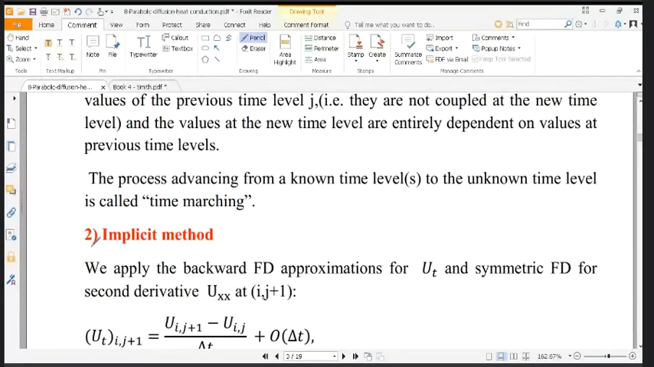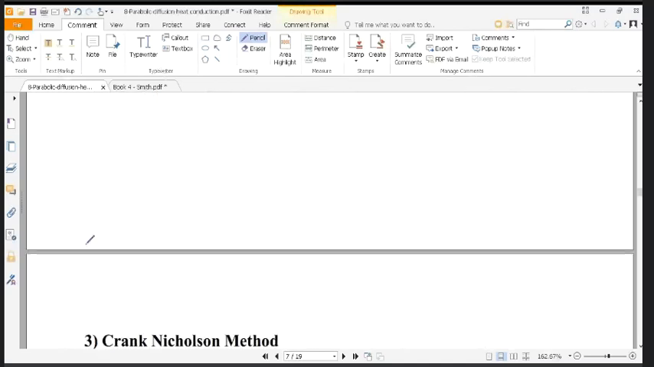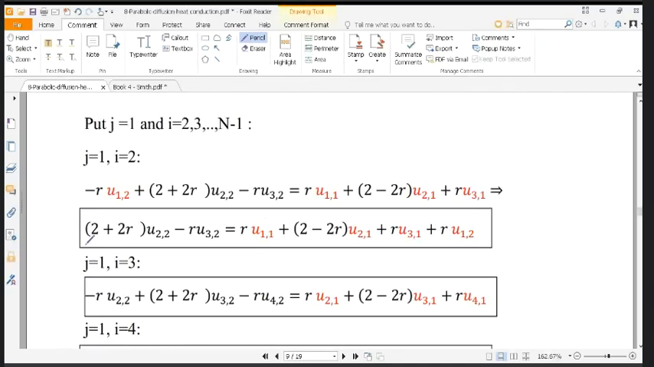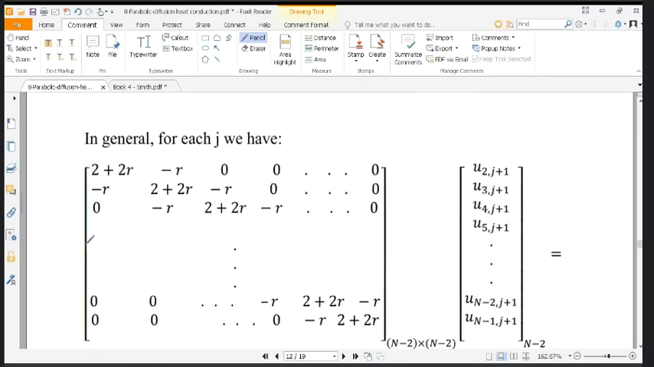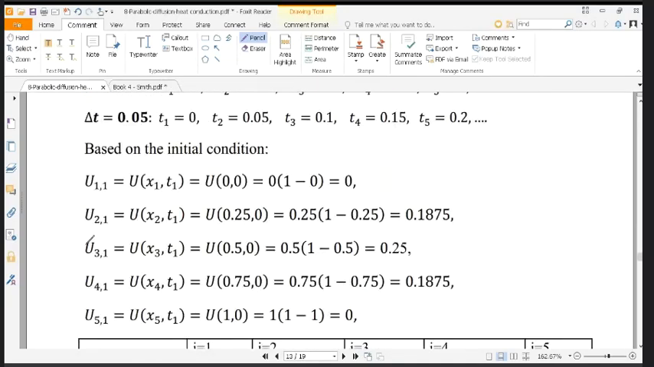Before I go to the implicit method, I will solve an example for you. Please let me find an example. Okay, it's here.